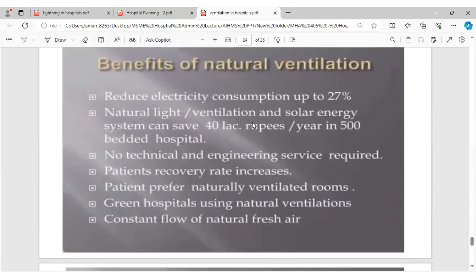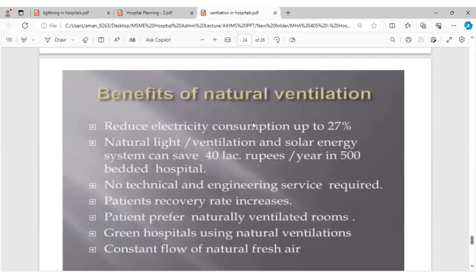So, what are the benefits of natural ventilation? It reduces electrical consumption by up to 27%. Natural light, ventilation, and solar energy systems can save 40 lakh rupees per year in a 500 bedded hospital. No technical and engineering service required. Patient recovery rate increases. Patients prefer naturally ventilated rooms. Green hospitals use natural ventilation. There's a constant flow of natural fresh air.